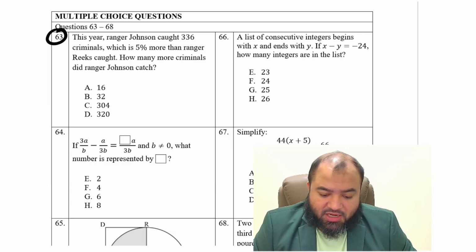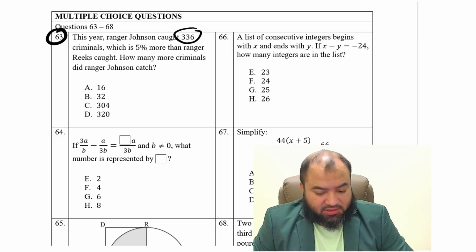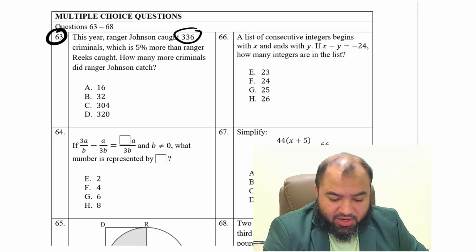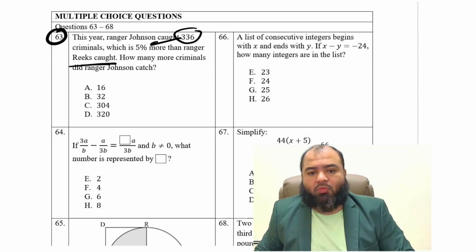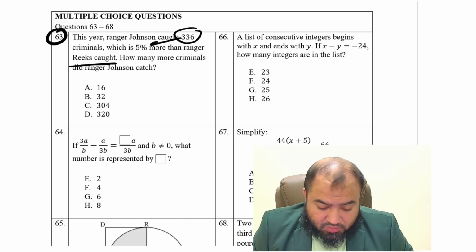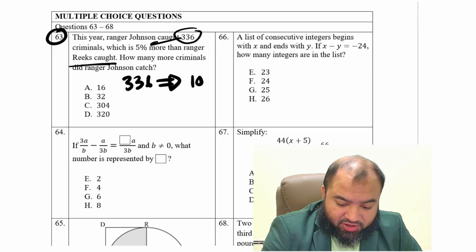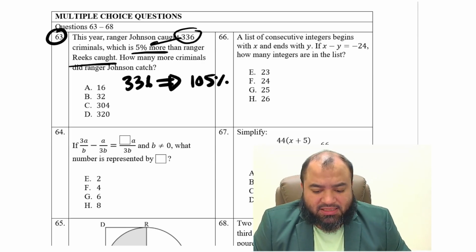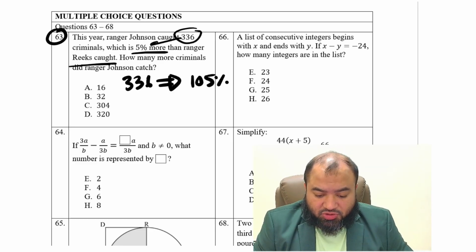Now, number 63. This year, Ranger Johnson caught 336 criminals, which is 5% more than Ranger Reeks caught. So 336 is the 5% more. So here you have to understand something. The 336 is the 5% more, means 105%. Whenever they say 5% more or 5% increase, you say, okay, 100% plus the 5%, so 105%. So Johnson caught 336, which is 105%.